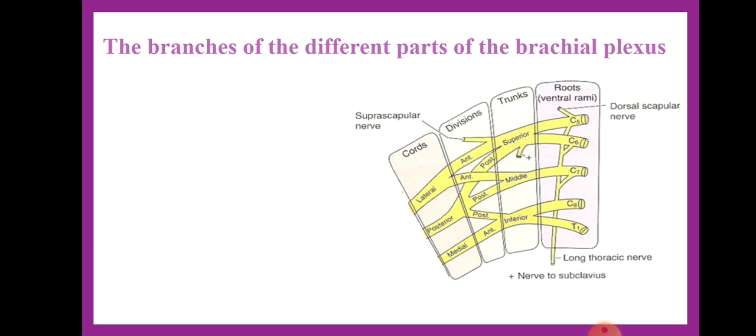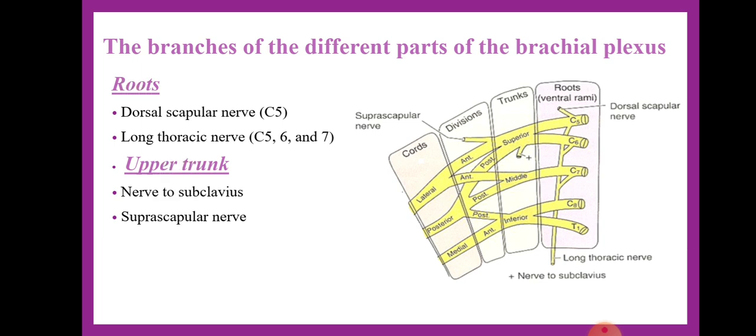From the lateral cord originate three branches. From the posterior cord originate 5 branches. From the medial cord originate 5 branches. Okay?